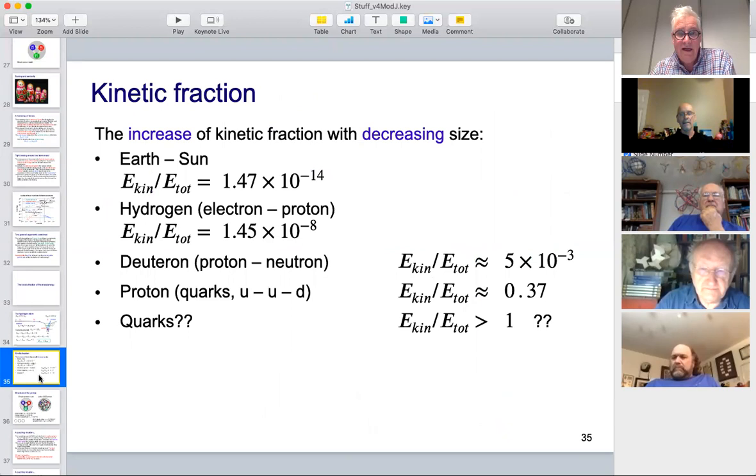So let's have a look at the kinetic fraction for Earth's sun. It's about 10 to the minus 14. Okay, still quite a lot more than you might think. But for hydrogen, it's 10 to the minus 8. For the deuteron, proton-neutron system, it's 5×10 to the minus 3. For the proton, it's about 0.37. It's getting close to 1. And for quarks, it is about 1.